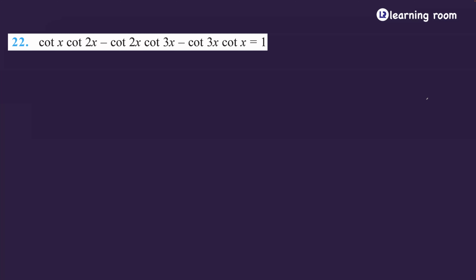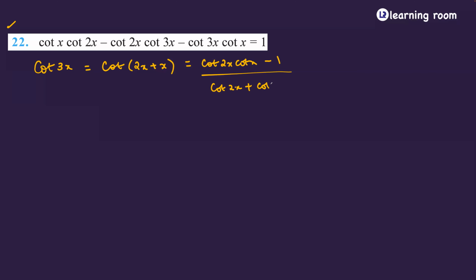Yes. So in this problem, cot x into cot 2x minus cot 2x into cot 3x minus cot 3x into cot x is equal to 1. If you observe, the angles that I am able to see are 1, 2 and 3. So we will start with cot 3x. cot 3x is equal to cot of (2x plus x). You have the formula for cot of (a plus b), which is going to be cot a cot b minus 1 divided by cot a plus cot b.